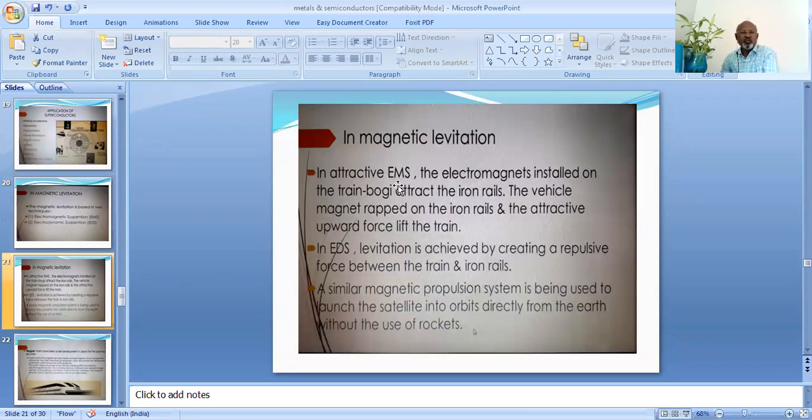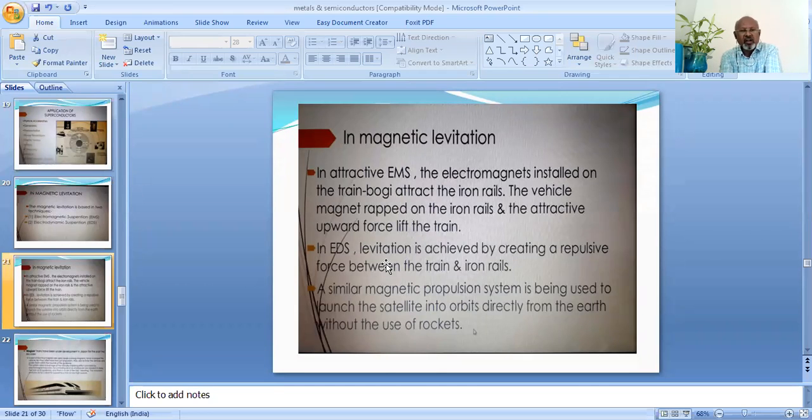Here, this slide shows that in magnetic levitation, there is no friction or resisting force. In attractive electromagnetic suspension, the electromagnets are installed on the train bogie and attract the iron rails. The vehicle magnet wraps around the iron rails and the attractive upward force lifts the train. That means the trains are not running on the railroads but are raised somewhat above them, because of which they are frictionless.